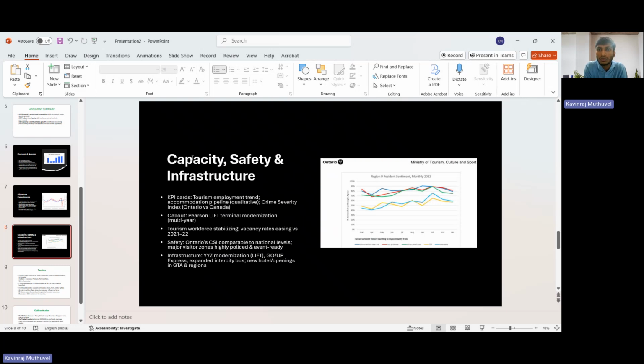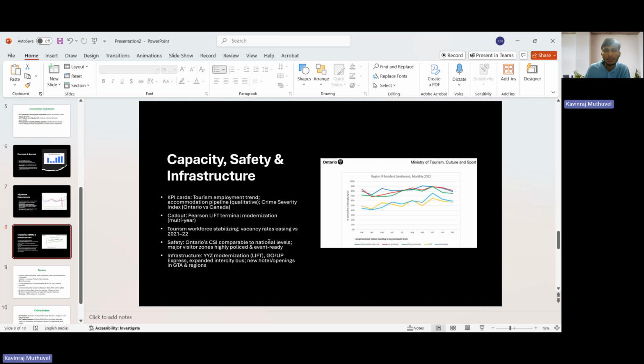Capacity, safety, and infrastructure. This data is collected from the Ontario Ministry of Tourism, Culture and Sport, and tourism employment trends. Accommodation pipeline, qualitative crime severity index, Ontario, Canada. Tourism workforce stabilizing, with vacancy rates increasing from 2021 to 2022. The tourism employment and accommodation pipeline increased. Capacity, safety, and infrastructure have increased over the years.